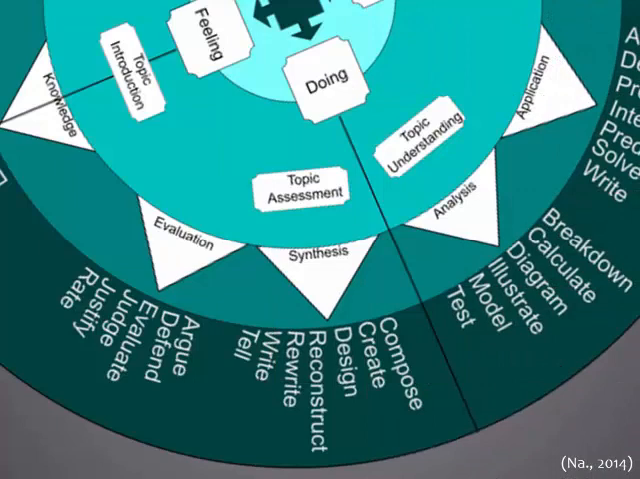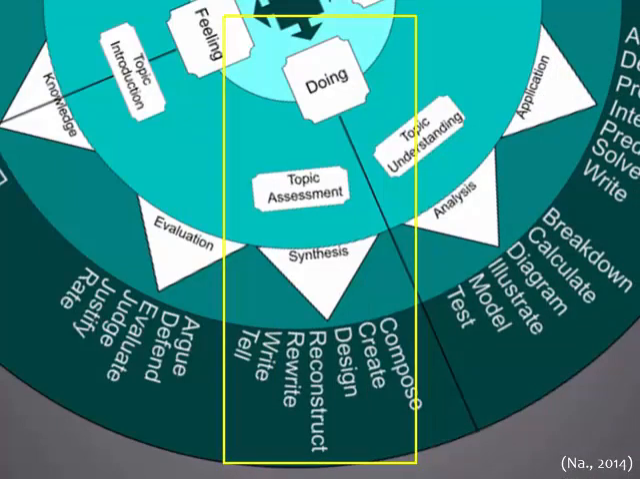The next level of competency is synthesis in the doing mode. This level of competency requires students and employees to compile component ideas into a new whole or propose alternative solutions for the purpose of assessing topic knowledge. At this level, students and employees are asked to construct new knowledge by composing, creating, designing, reconstructing, rewriting, writing, or telling.